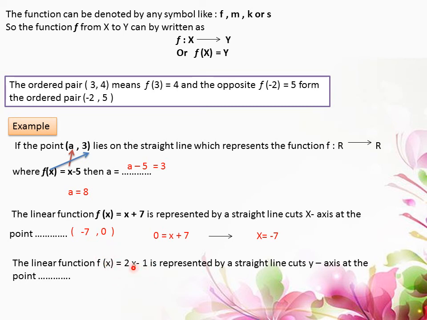For 2x minus 1, we will replace x by 0, so it equals 2 times 0 minus 1. 2 times 0 equals 0. 0 minus 1 equals -1. So our point is (0, -1).